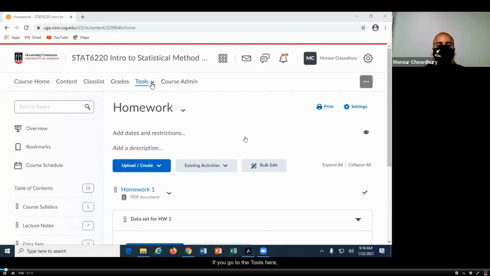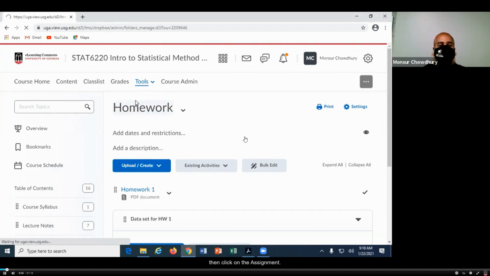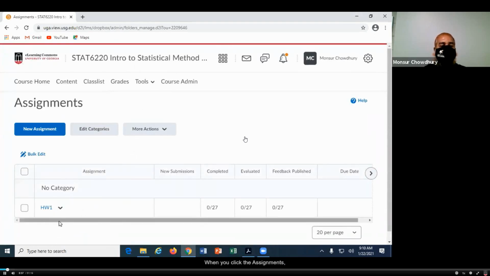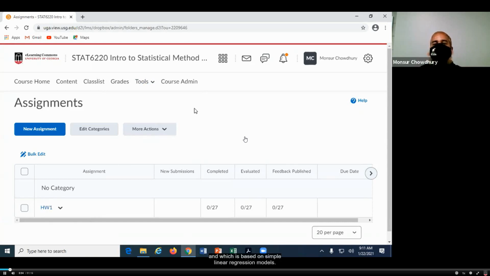If you go to the tools here, you can see the tools, then click on the assignments. When you click the assignments, you can see that homework 1. And then you need to click on this and you can upload your solutions and follow the instructions that I gave you in the syllabus. So that's all about homework 1, which is based on simple linear regression models.